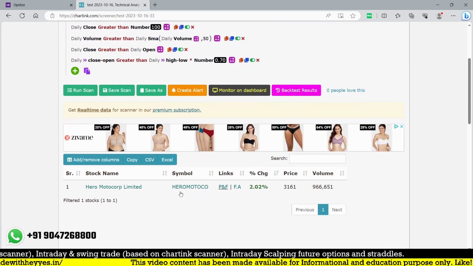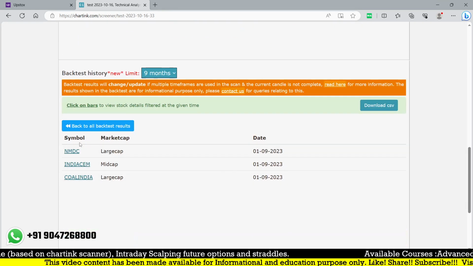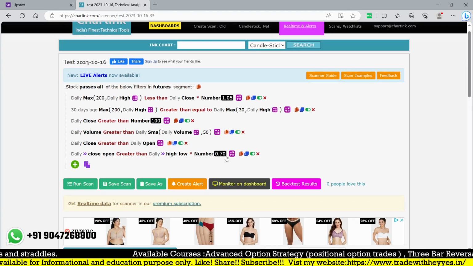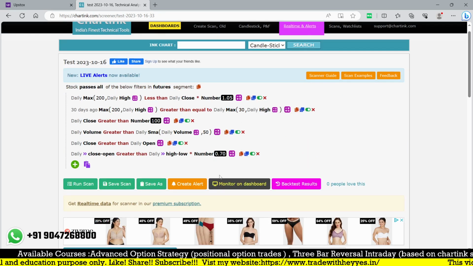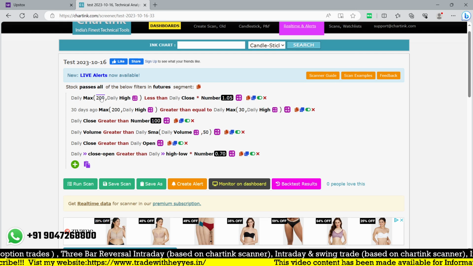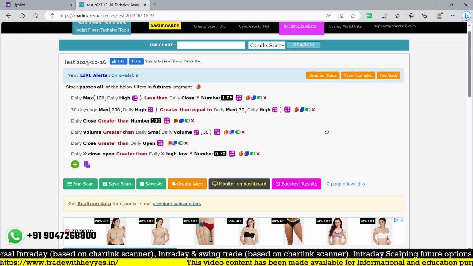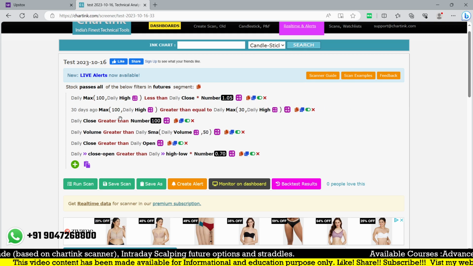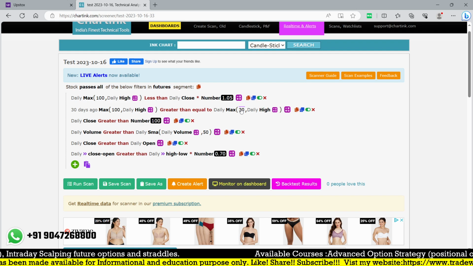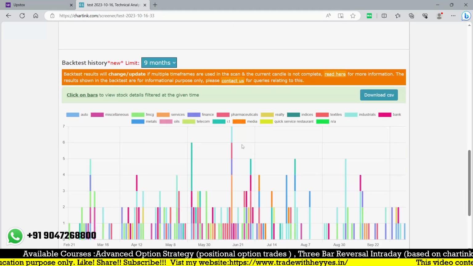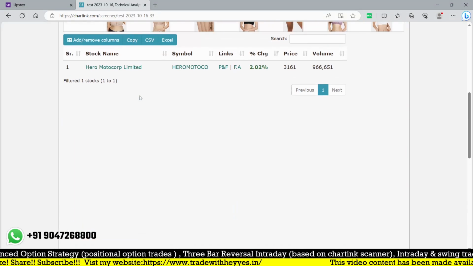If you are using 0.7, today we got Hero MotoCorp. And in a backtest result, we will be getting more number of stocks. So we can adjust this factor. So you will be getting minimized stocks, or you can use 100 days also. Simply we can change to 100 days instead of that. Maybe 100 days also we can plan for Hero MotoCorp, and you can get a lot of stocks here.